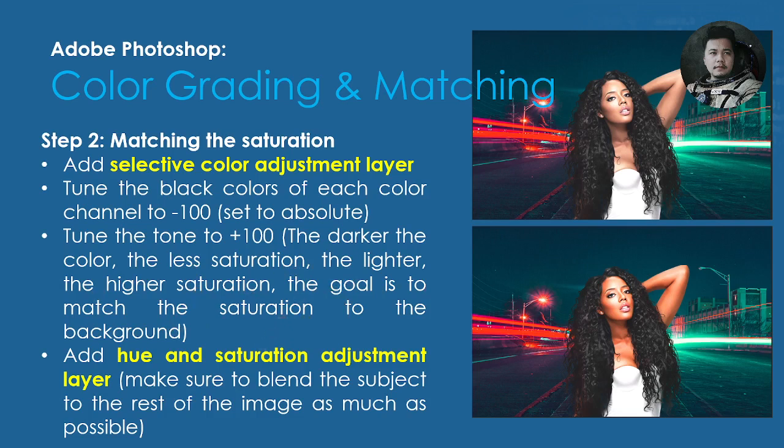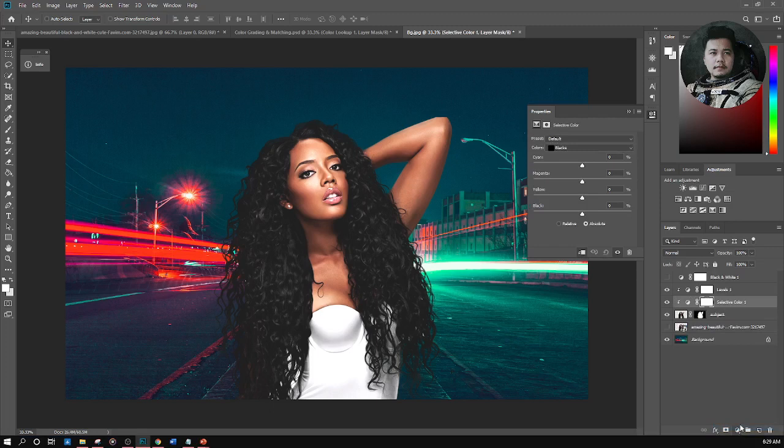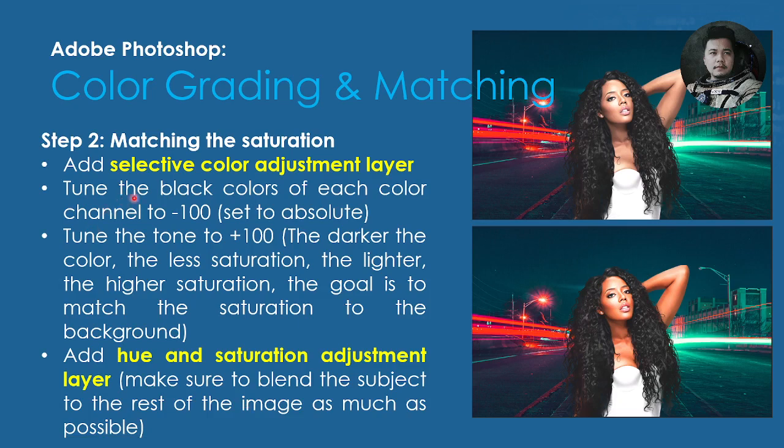background. Okay, so next we have to add hue and saturation adjustment, make sure to blend the subject to the rest of the image as much as possible. Okay, so next we're going to add selective color. I'm sorry. Let's move it upwards. Okay. And then selective color. And then again, we're going to tune the black colors of each channel to negative 100.